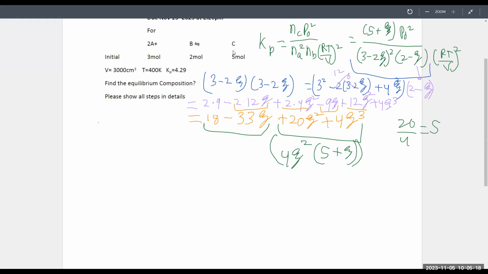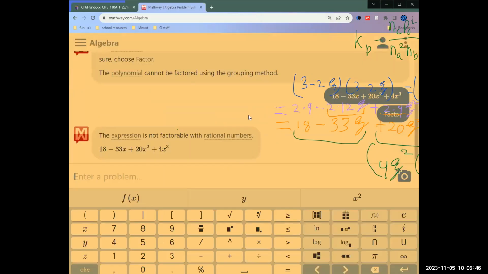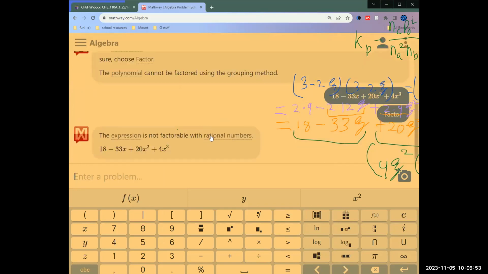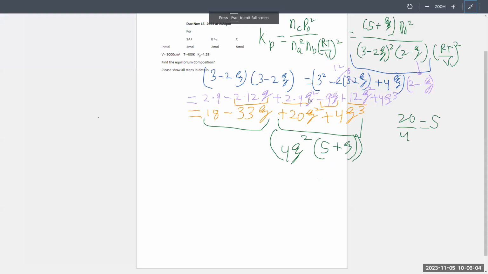Okay, well, I'm back. I wasn't able to figure out how to factor this, so I tried to put it through Mathway. So I'm gonna erase this screenshot first. Actually, I'll just leave it as is. And then I plugged it into Mathway. And it says you can't factor by grouping, and it can't be factored with rational numbers. So I might have made an algebra error that you'll catch as you're working through it on your own. If not, I suggest just asking Dr. C because, yeah.